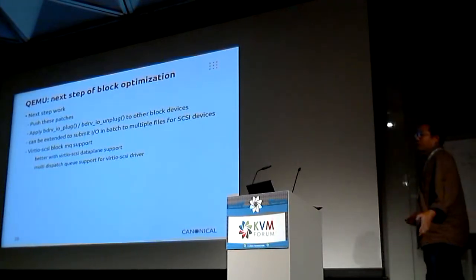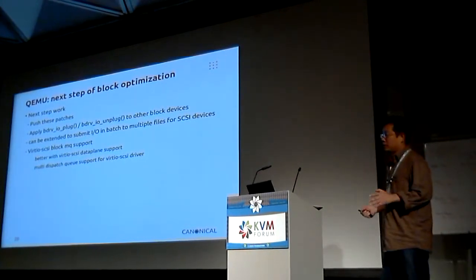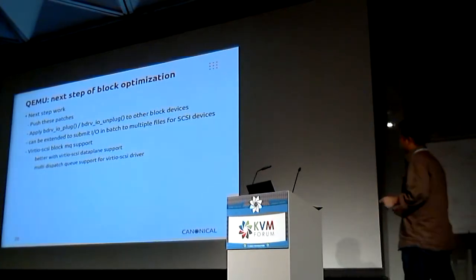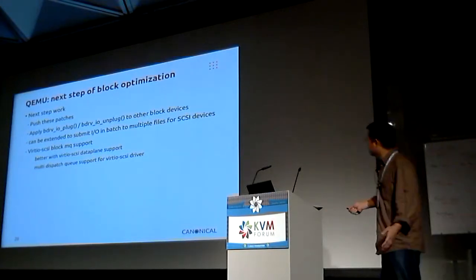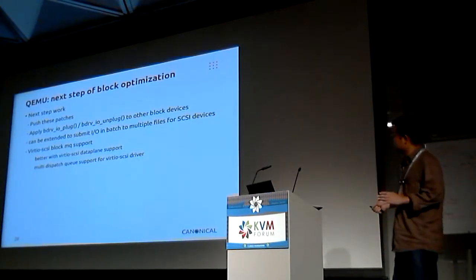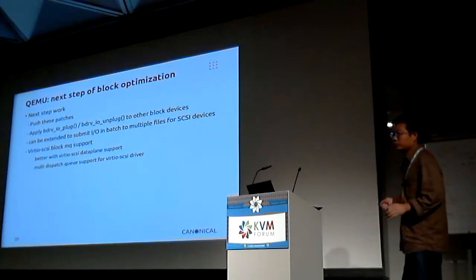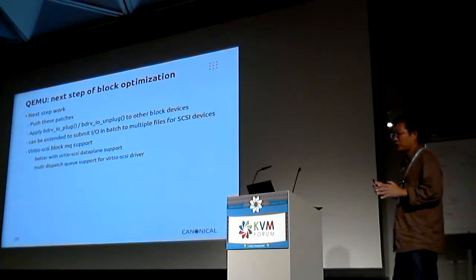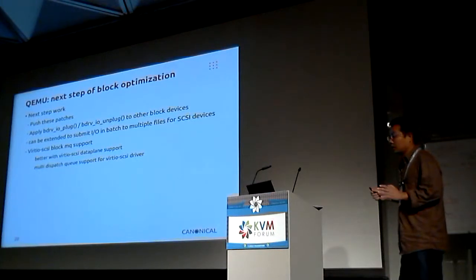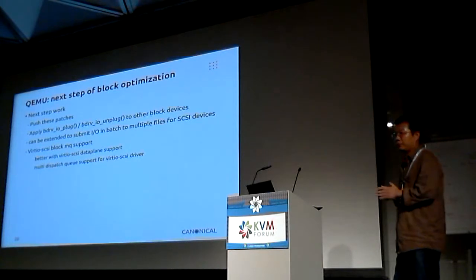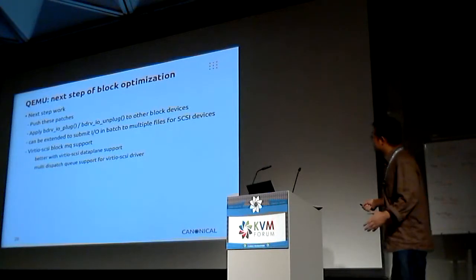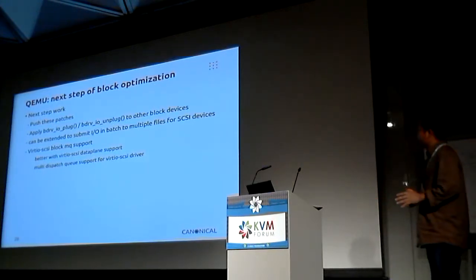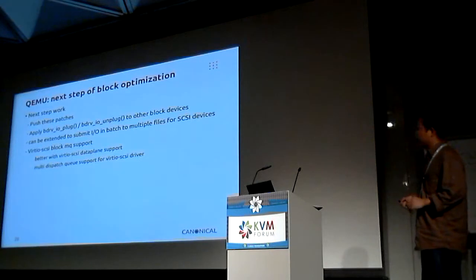There are some draft ideas for future work. The driver AIO plug and AIO unplug interface can be used for other block devices too. If they want to use Linux native AIO, submitting AIO as a batch can help to improve throughput. It can be extended to submit AIO in batch to multiple files for multi-queue cases.